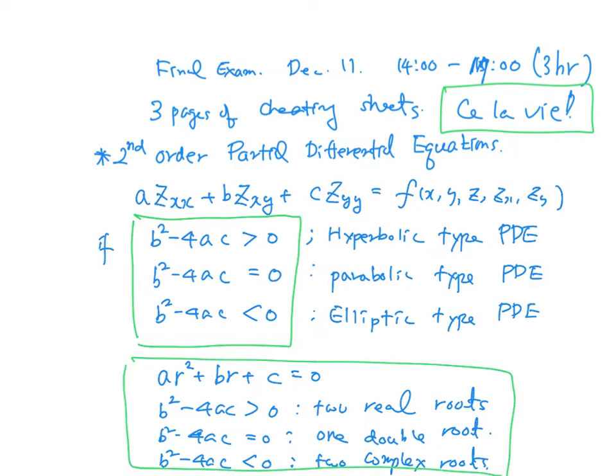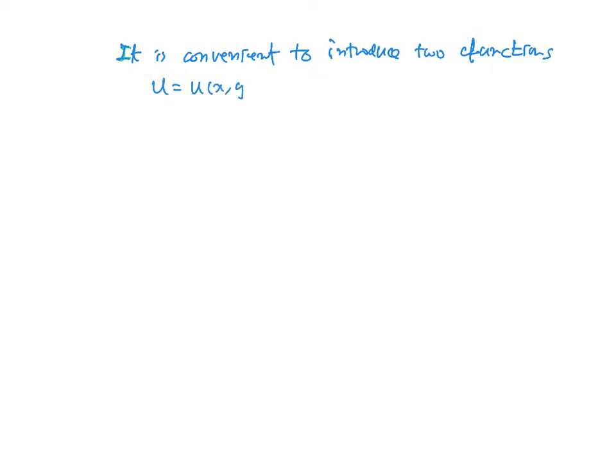We are going to utilize this property to transform the partial differential equation and find the solution. Before we actually try to solve the equation, I told you that it is convenient to introduce canonical functions, two functions, u(x,y) and v(x,y). These are called canonical functions.